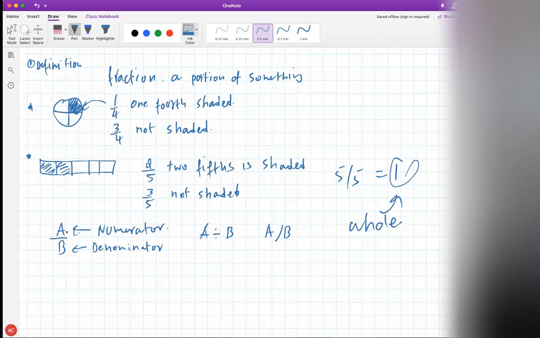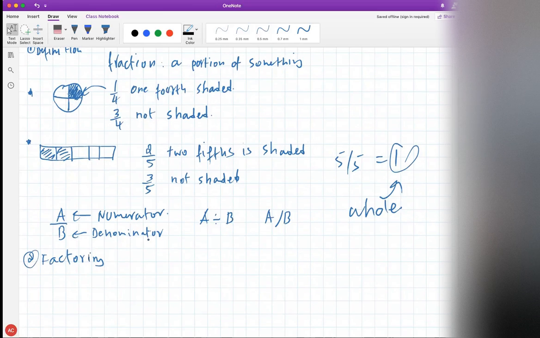Before that, let's talk a little bit about something called factoring. Before we come back to fractions and simplifying them, we need to learn something called factoring. Factoring is very simple. All it means is you take a number and you break it down into two or more numbers. 15 is basically 5 times 3.